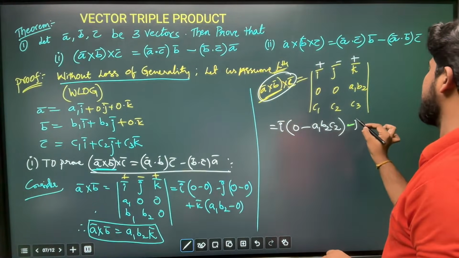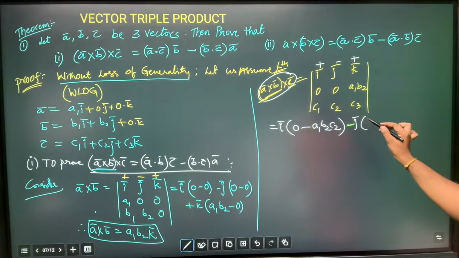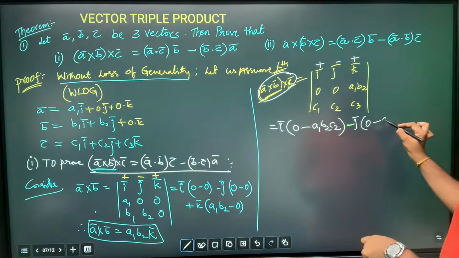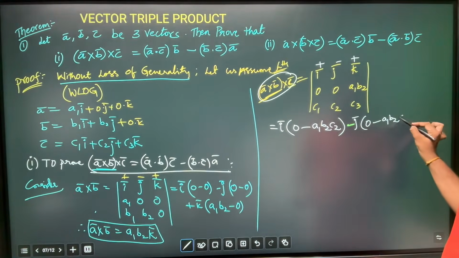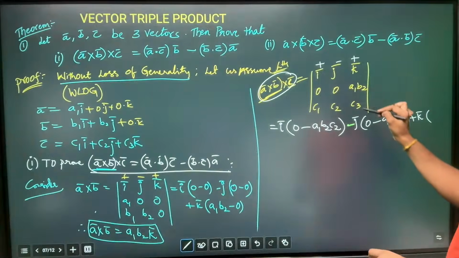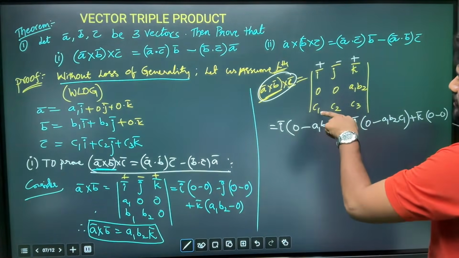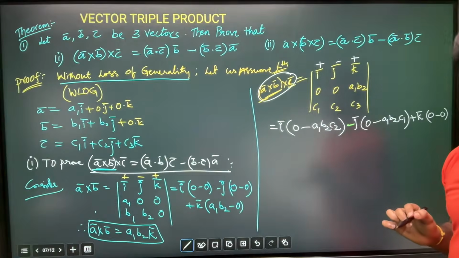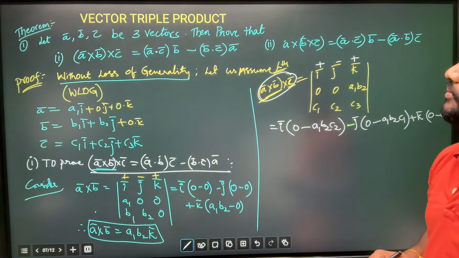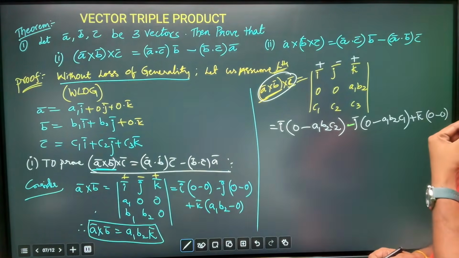Next, minus J bar. Next, delete first row and second column, 0 into C3, 0 minus C1, that is, A1 B2 C1. Next plus K bar into 0 minus 0. Delete first row third column, 0 into C2 and 0 into C1, 0. Correct? In the solution, the proof is correct only.